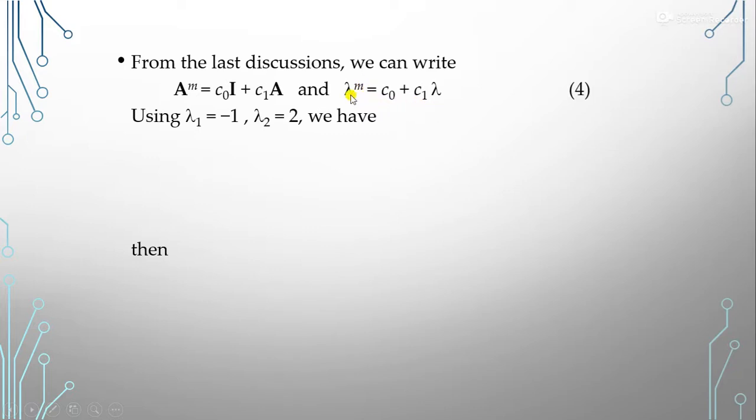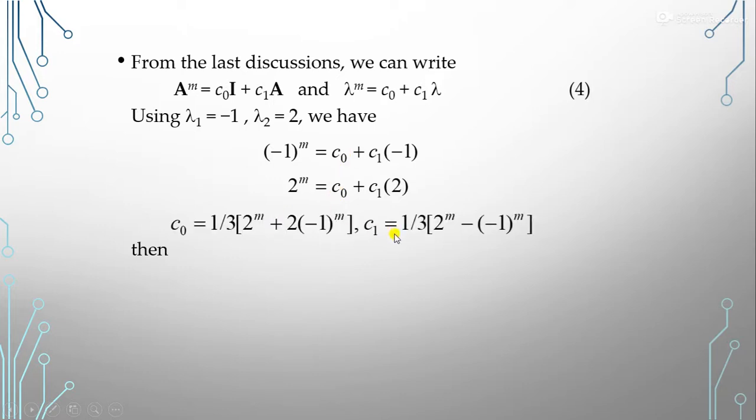Now lambda represents the eigenvalues, so we find the eigenvalues of the given 2 by 2 matrix. We have the two eigenvalues, so you solve that and you find the eigenvalues are -1 and 2. Now we put lambda is equal to -1, so we get the first equation, and we put lambda is equal to 2, so we get the second equation. Now we have two equations and two unknowns, so we can easily solve these equations and find the values of C0 and C1.